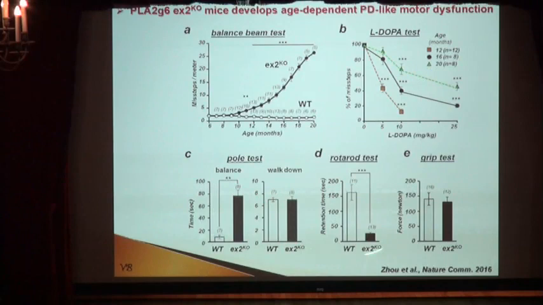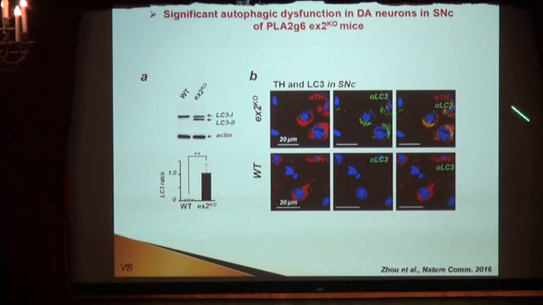These mice don't have weakness of the limbs, as you can see with the grip test, and they have a very beautiful L-DOPA response, which is the same type of response as humans have: an age- and dose-dependent recovery of motor function. So what else did we find in these mice? We found that there is a very substantial aggregation and accumulation of LC3 in the dopaminergic neurons of these mice.